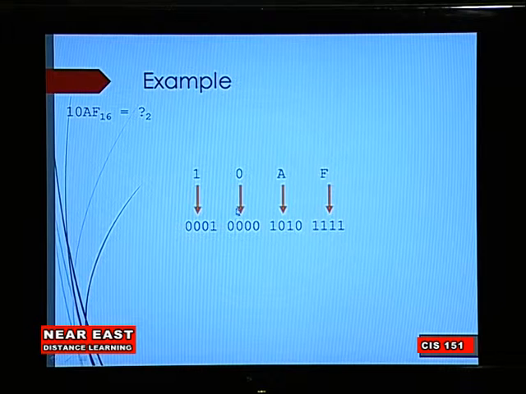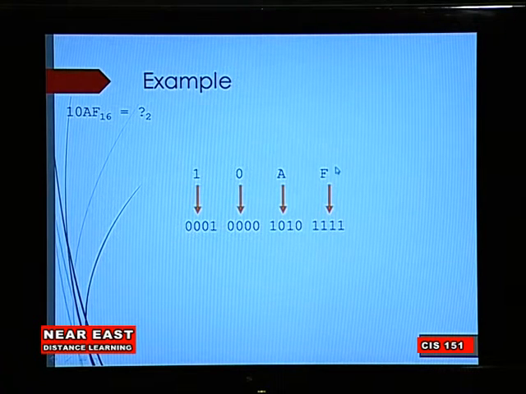0 is not represented, so it will be 0. A in hexadecimal means 10. So we have to convert 10, which is A in hexadecimal, to binary, which equals 1010. That means 0 in the ones place, 1 in the 2s place is 2, 2 multiplied by 2 is 4, so 0 here, and 4 multiplied by 2 is 8. So 8 plus 2 is equal to 10. So 1010.